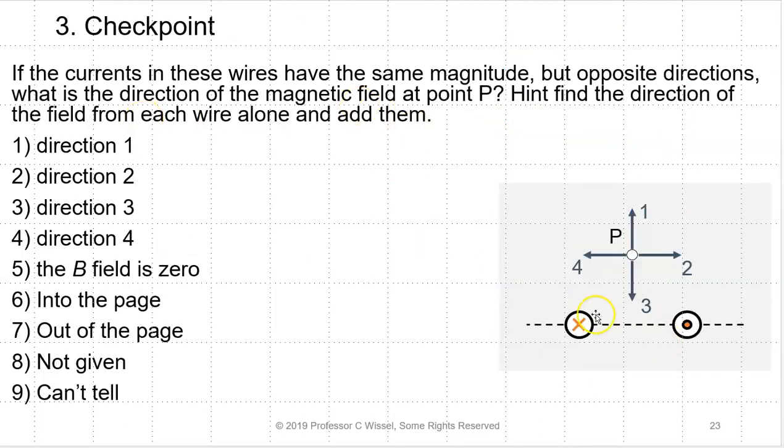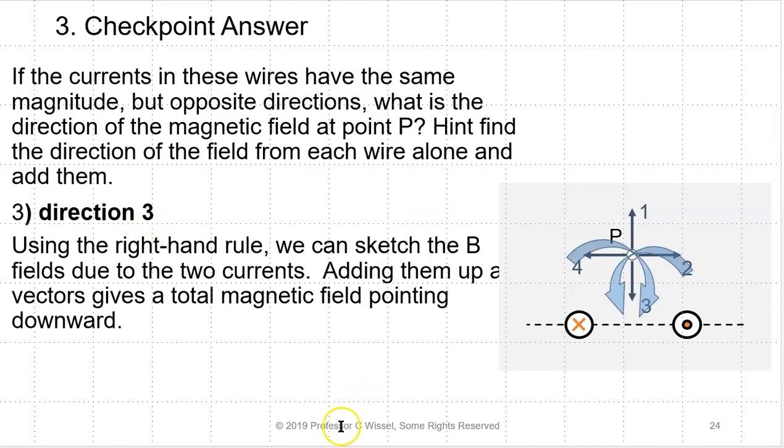If the currents in these wires have the same magnitude but opposite directions as shown, what is the direction of the magnetic field at point P? Hint: find the direction of the field from each wire alone and add them using the principle of superposition. It turns out it's direction 3. So we're going to use the right-hand rule. We can sketch the magnetic fields due to the two currents. Adding them up visually as vectors gives the total magnetic field, and it's pointing downward.